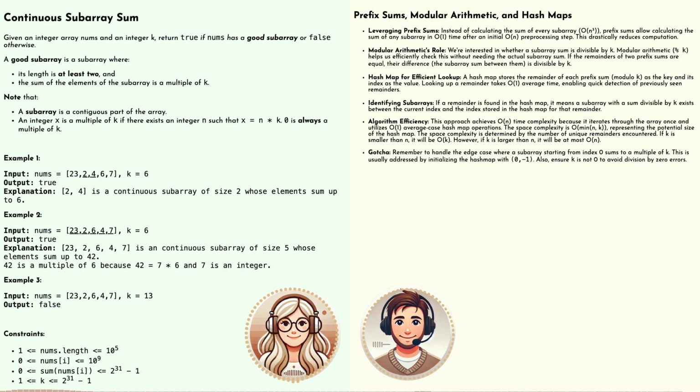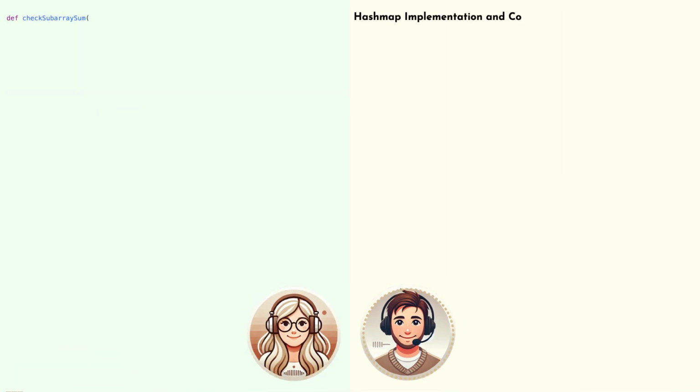Now, to keep track of these remainders and their positions in our array, we introduce our secret weapon, the hash map. Yes, the hash map. It's like a super organized filing cabinet where we can quickly find information based on a specific key. Exactly.